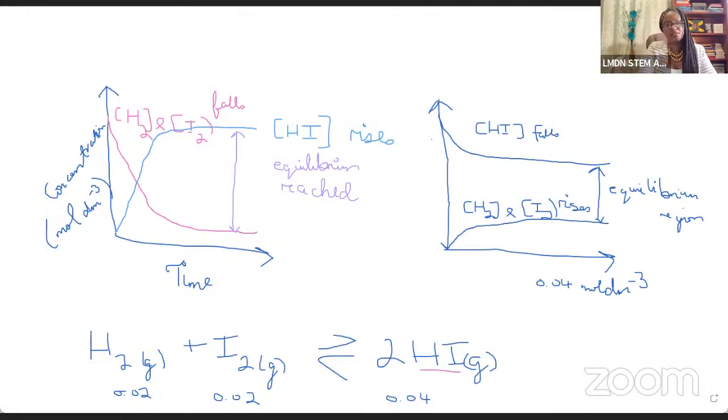So what do you guys think? Can somebody tell me what those are? What's Kc and what's Kp? So let me write it. Let me clear this. I'm gonna clear what I just drew, okay? I just cleared that.